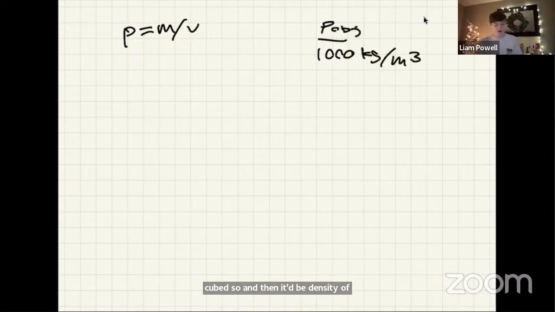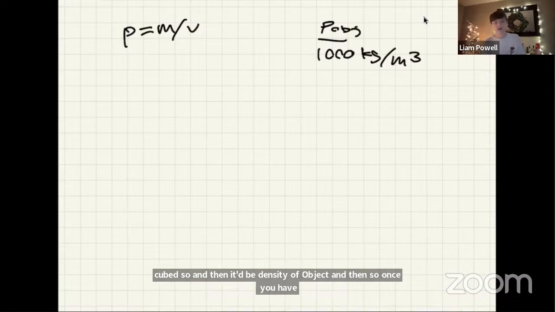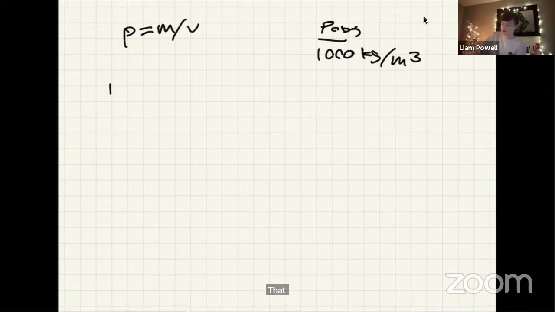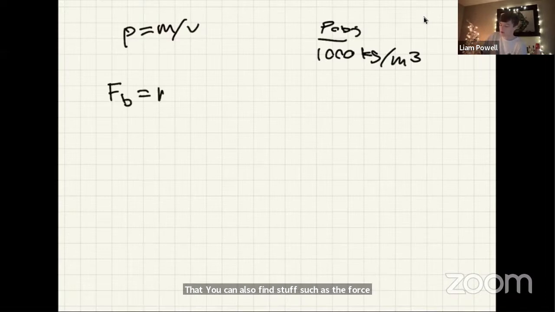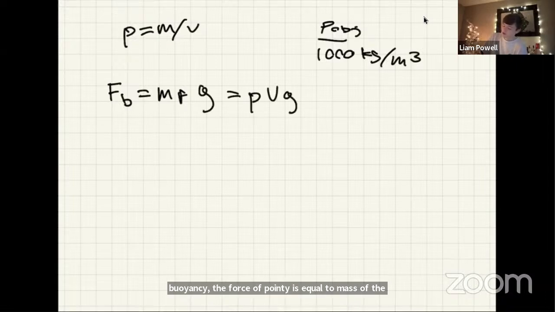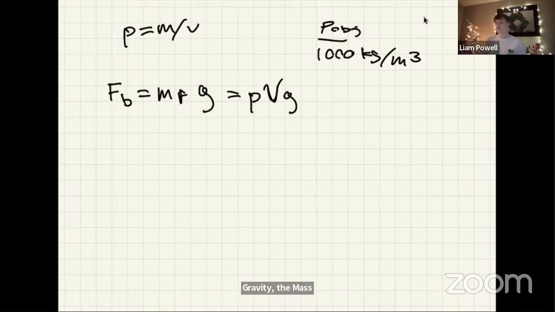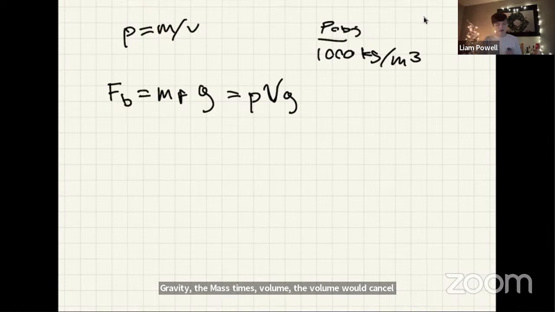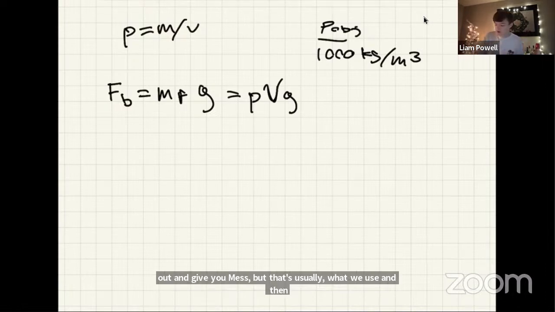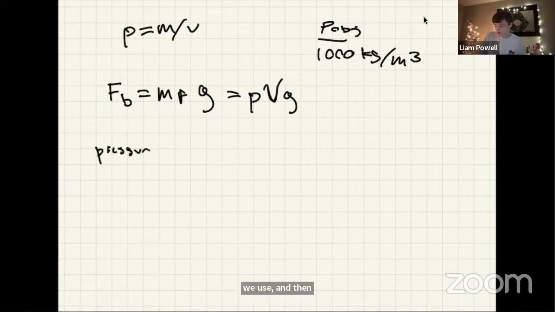Once you have that, you can also find the force of buoyancy. The force of buoyancy is equal to the mass of the fluid times gravity, which is equal to the density of the fluid times the volume of the water displaced times gravity. Density times volume gives you mass, but that's usually what we use. And then pressure is equal to force over area.